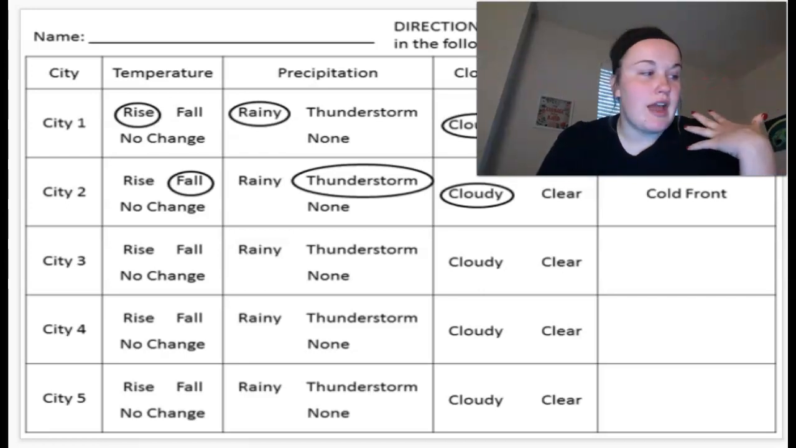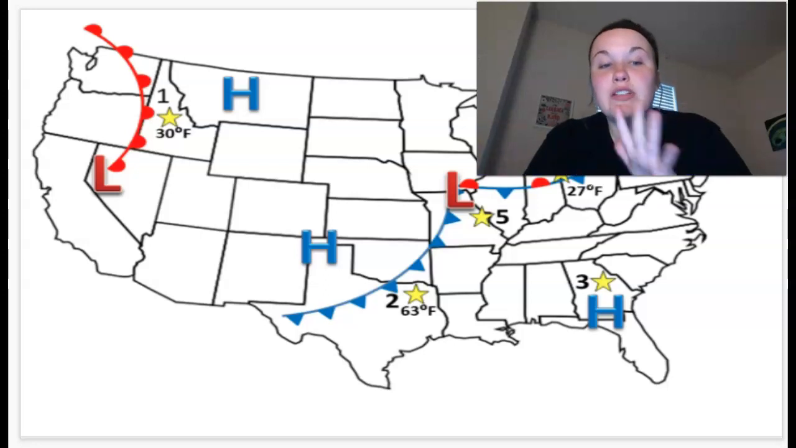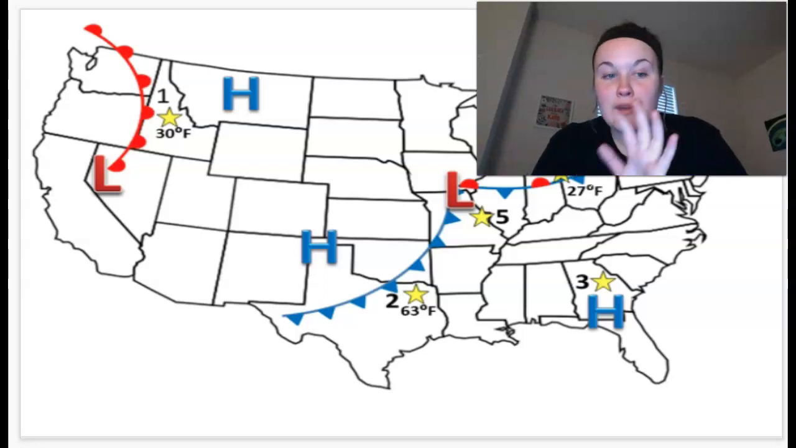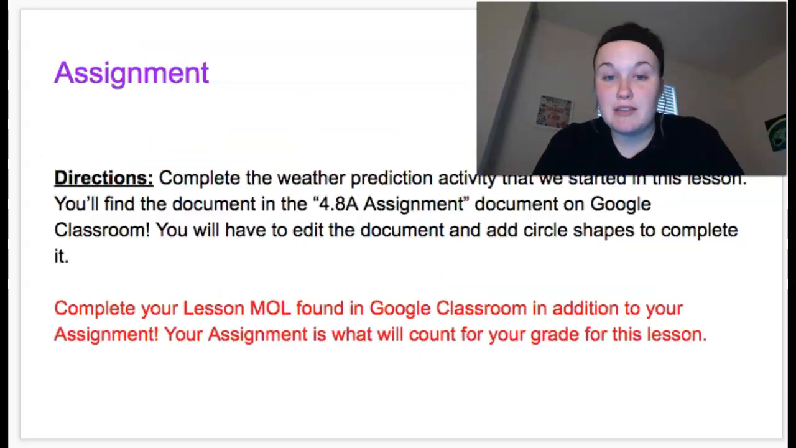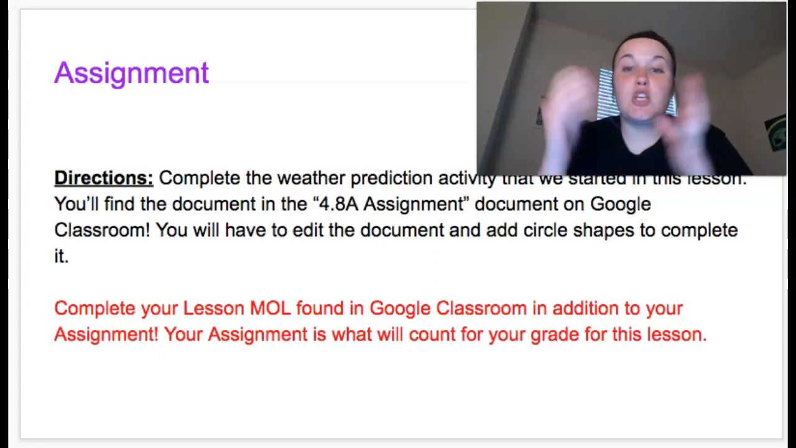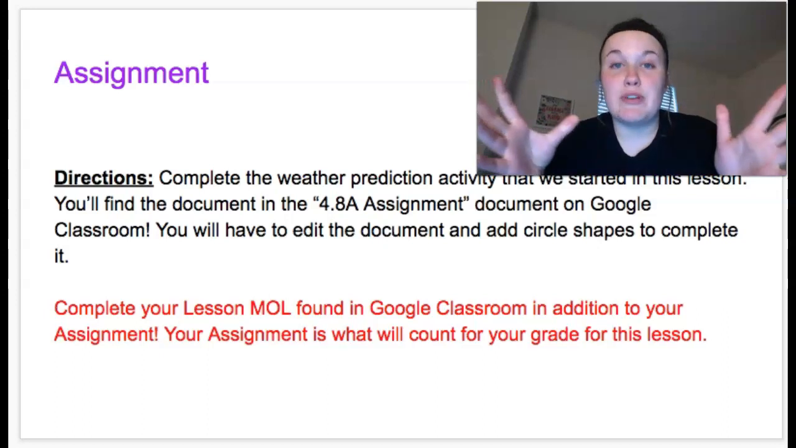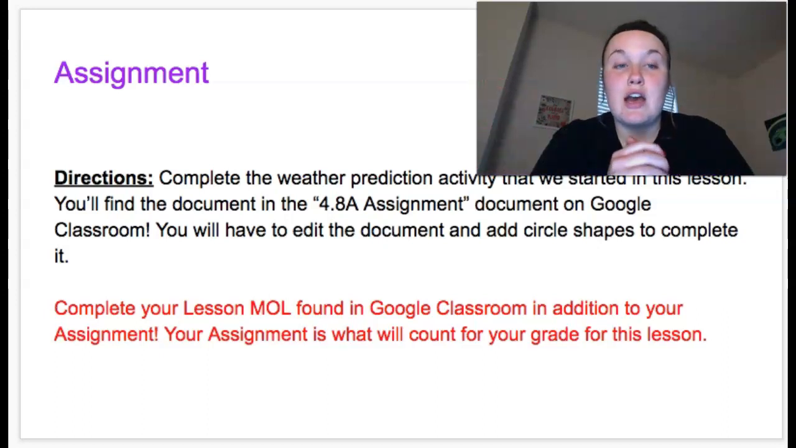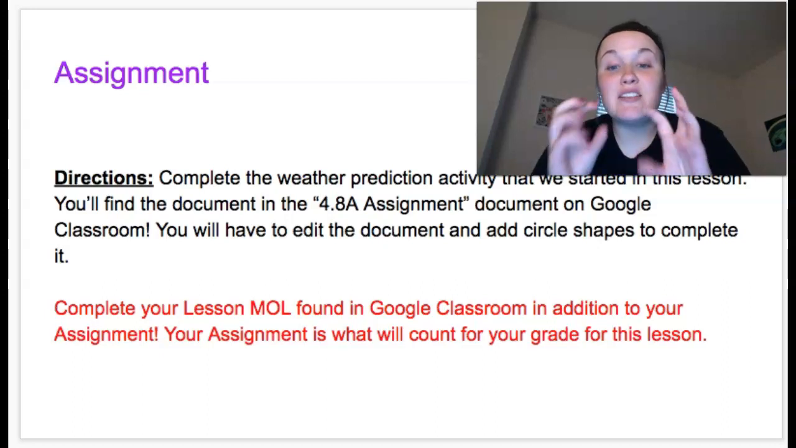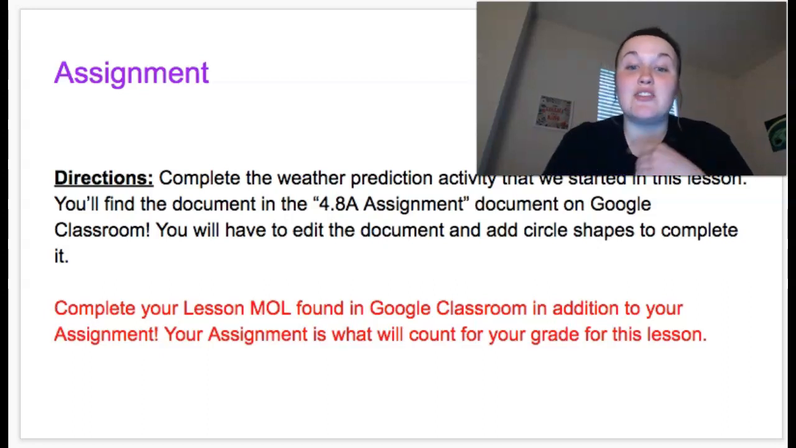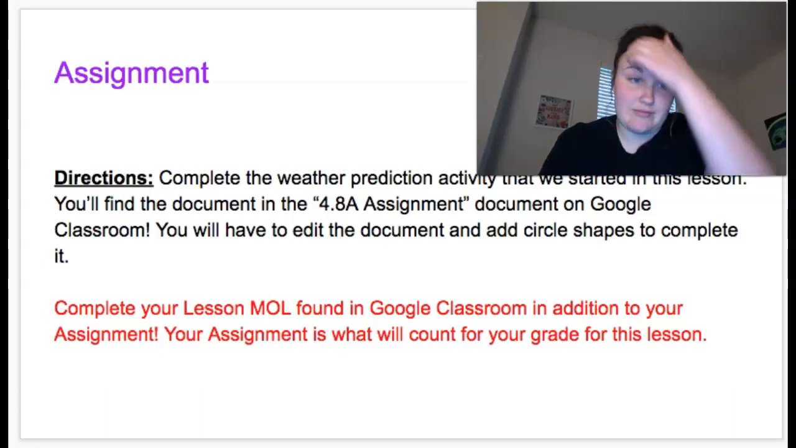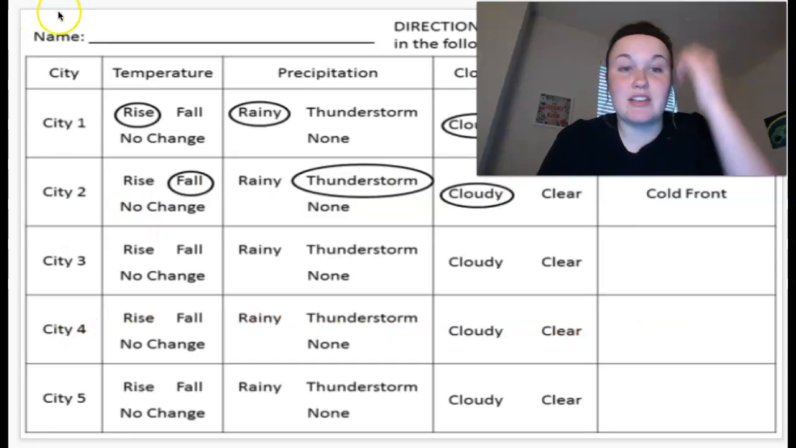So now you are going to take your map, and then whenever you go to your assignment, which is the 4.8a assignment, you are going to complete this weather prediction activity using this lesson, the PowerPoint, and then you will have to edit the document, and you will also have to add circle shapes to complete it. So, what that looks like.